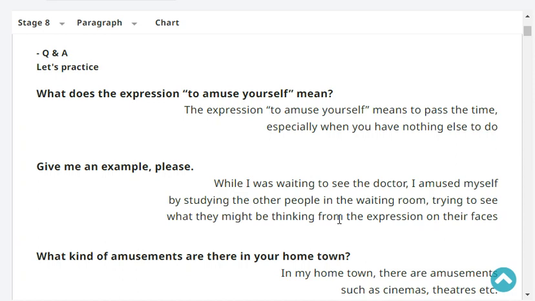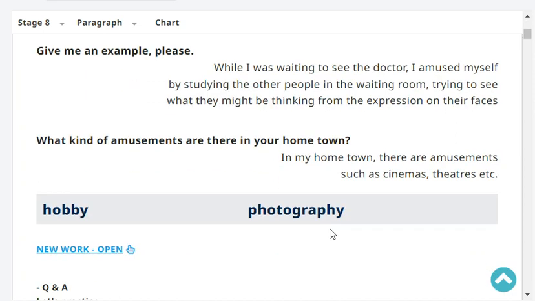While I was waiting to see the doctor, I amused myself by studying the other people in the waiting room, trying to see what they might be thinking from the expressions on their faces. Very good. What kind of amusements are there in your hometown?